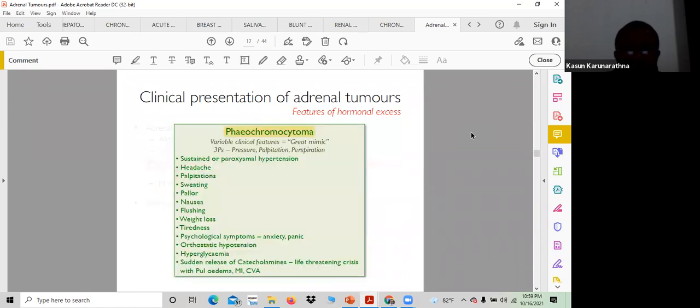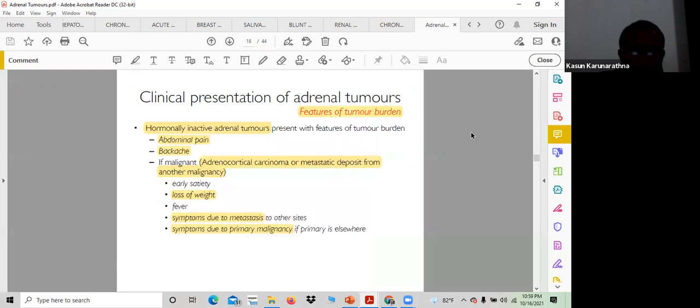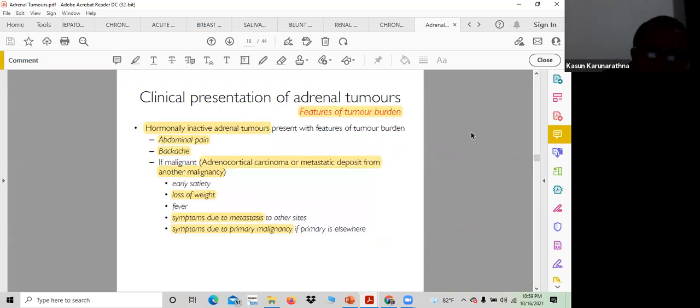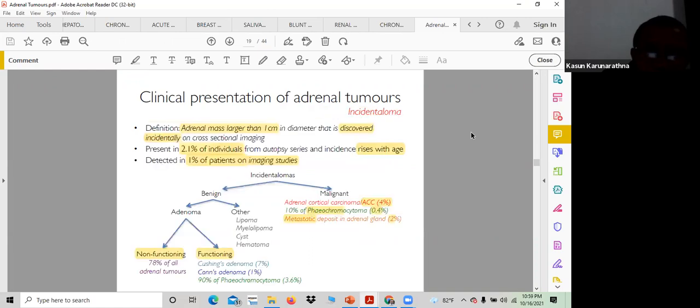In pheochromocytomas, 3 P's: pressure, palpitation, perspiration. Sustained paroxysmal hypertension, headache, palpitation, sweating, pallor, nausea, flushing, weight loss, psychological symptoms, orthostatic hypotension, hyperglycemia, and sudden release of catecholamines, a life-threatening crisis can develop, right?